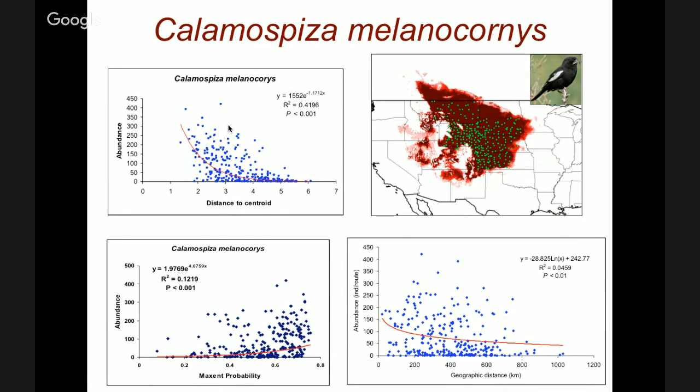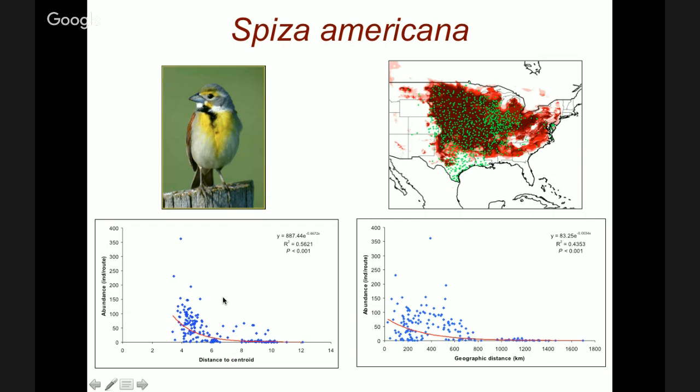This is another bird species. Also, you can see the distribution of the species. And notice that for those species that have a fairly circular distribution, the relationship between the distance to the geographic center and abundance is higher.